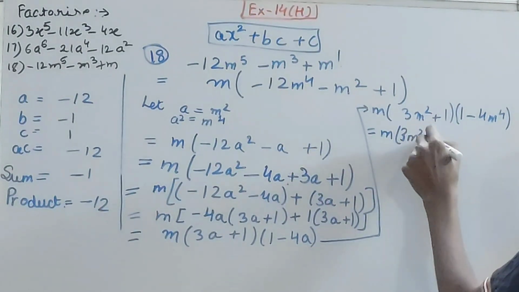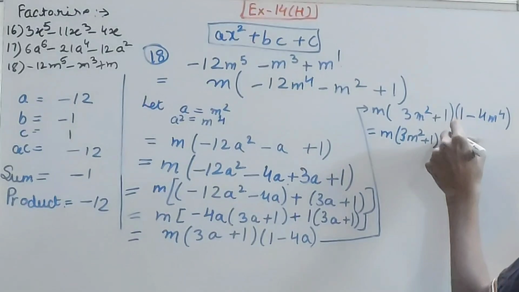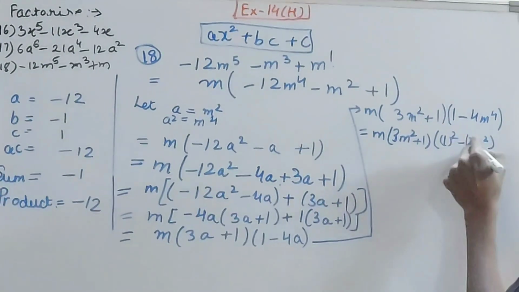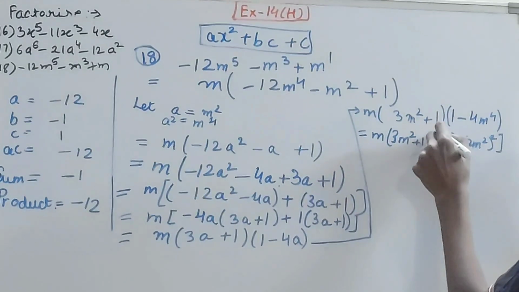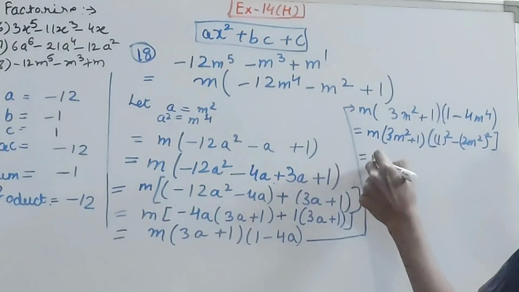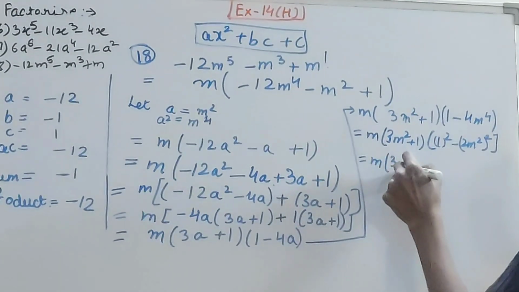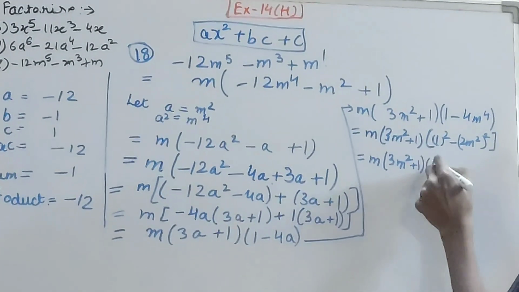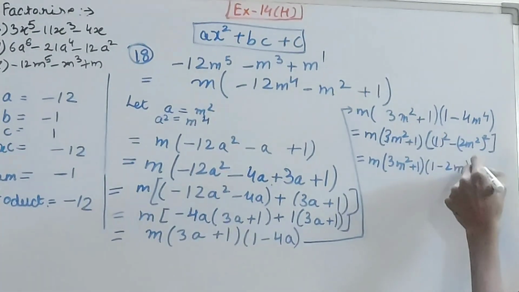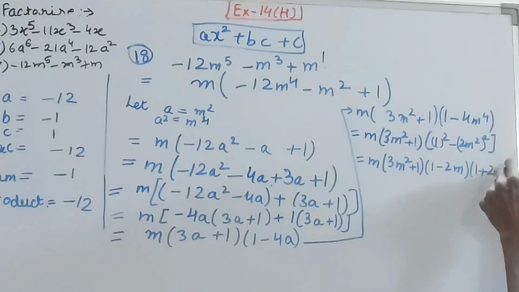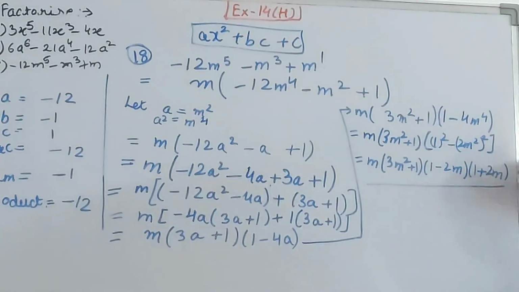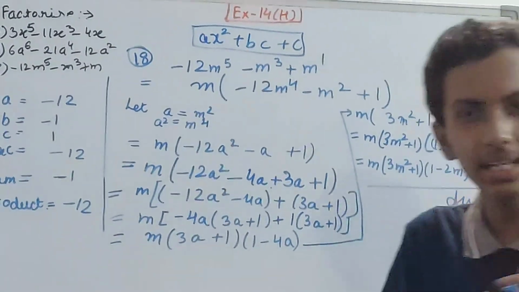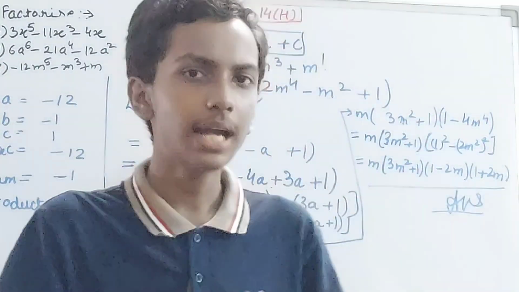3m square plus 1, here 1 square minus 2m square whole square, right? Two ways of writing the same thing. 3m square plus 1. Now use the identity, 1 minus 2m square into 1 plus 2m square. This is over, and this part, it is the final answer. We cannot factorize any further. So that is the answer for the 18th question, and this is all for today.